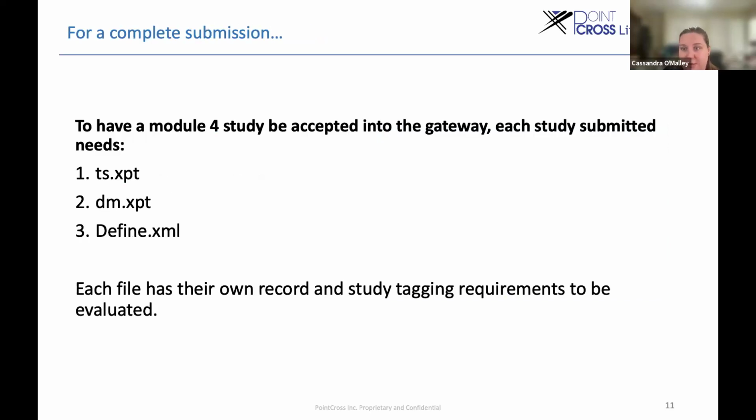So in summary of those, for submission to module 4 to be accepted into the gateway, each study needs the ts.xbt, dm.xbt, and define.xml. After that, technically, your send dataset can be reviewed, even if you have those 3 files. Each file does have their own record and study tagging requirements to be evaluated, but those are going to be in the more explicit conformance rules.